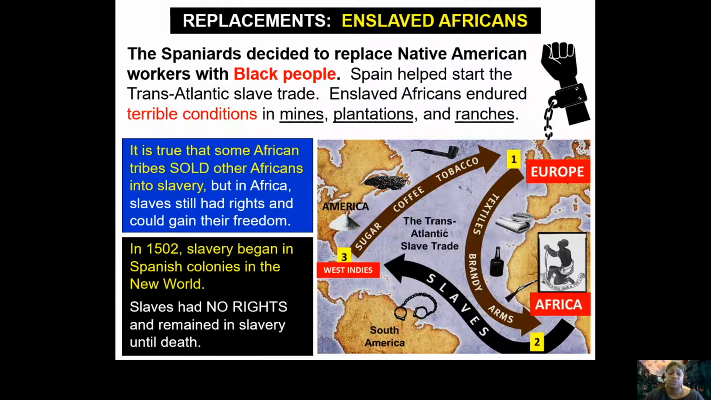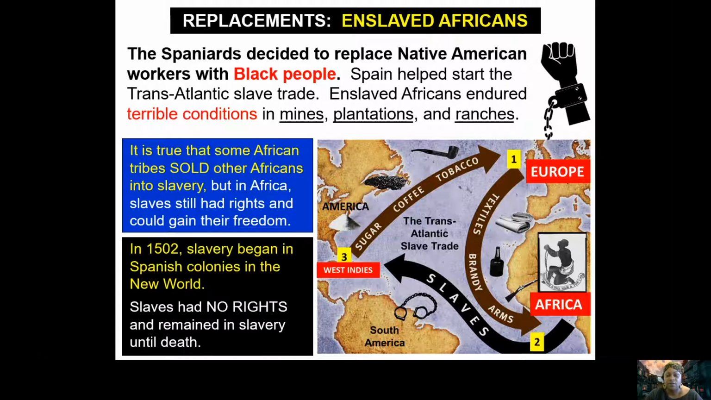Forced into slavery. Now, it is true that some African tribes sold other African tribes into slavery. It's kind of like saying, if you're from one gang, I'm from another gang, I don't like you, you don't like me, we fight each other, I win, and so now I enslave all your people and sell you to the Spaniards. That happened in Africa. So unfortunately, you're going to have Black people selling other Black people to Spaniards.